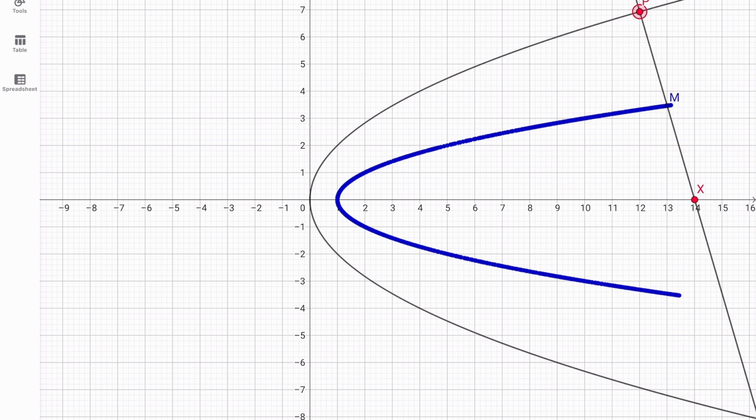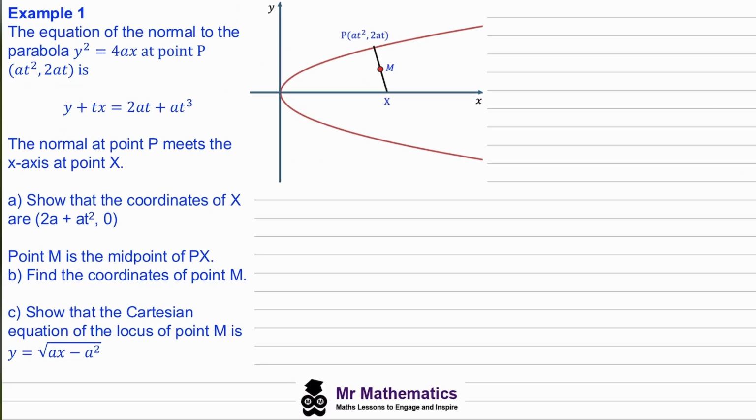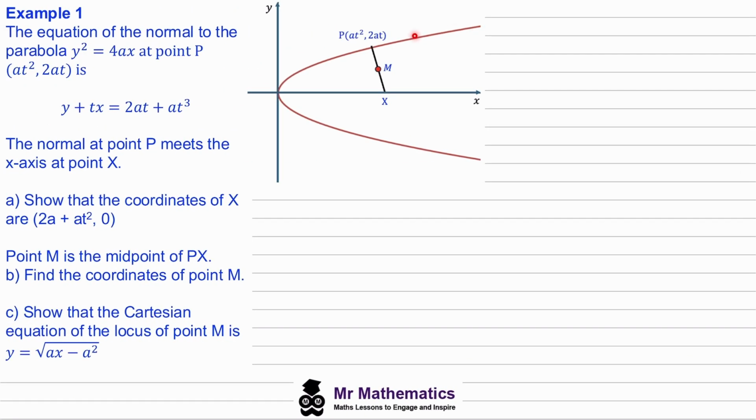So if we go back to our notebook, we've been told that the parabola has parametric equations at squared and 2at, and that the equation of this normal line segment is given here, and that this normal intersects the x-axis at point X, marked here. The first thing we've been asked to do is to show that this is the general coordinate of the point X. So we know at X, y equals 0.